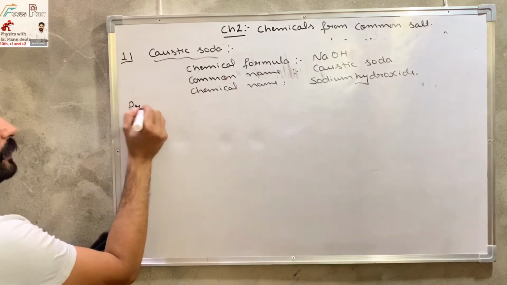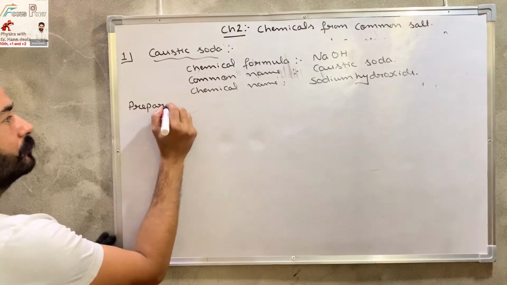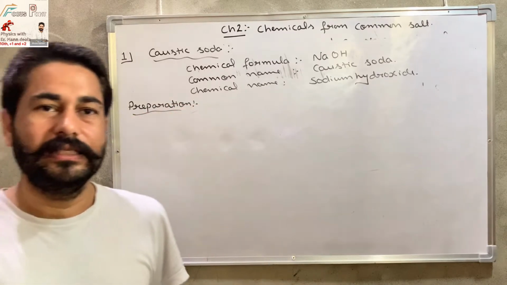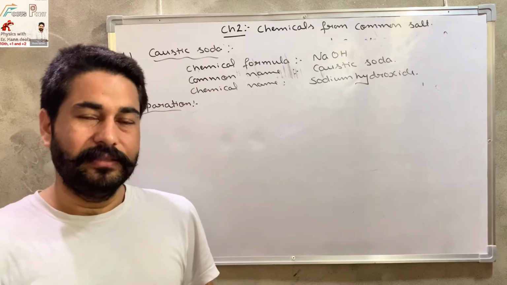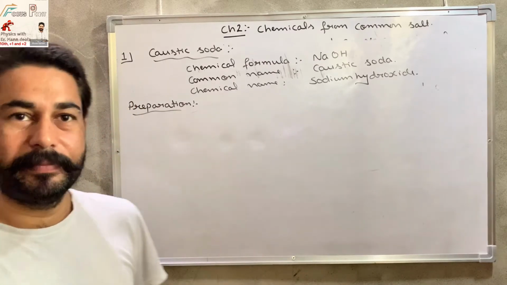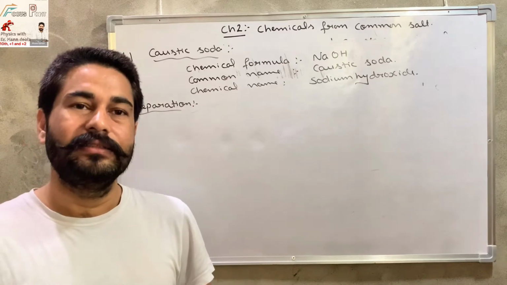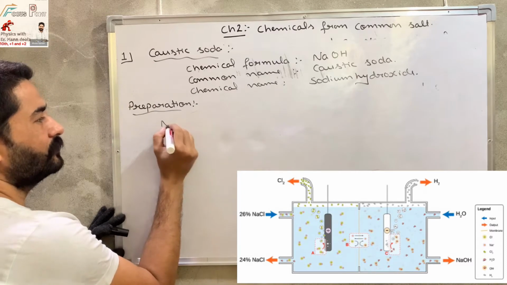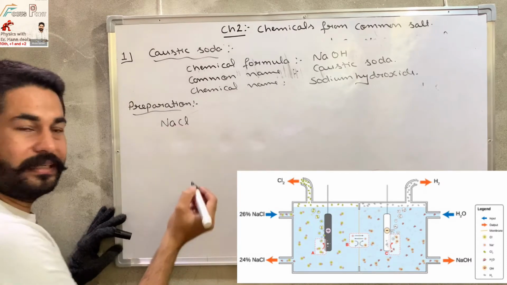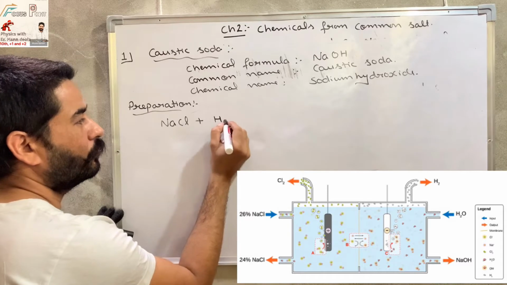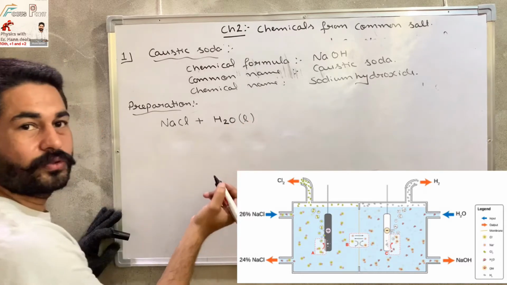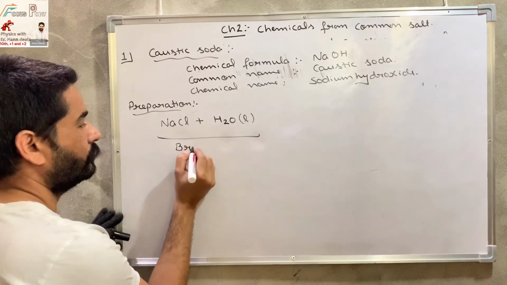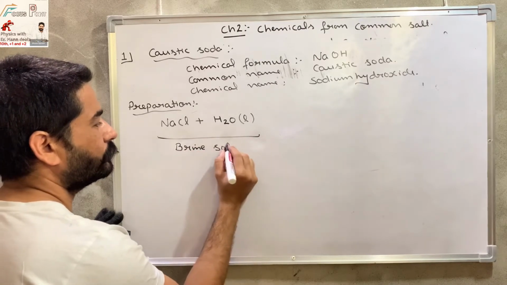First thing we'll do is the preparation of caustic soda. Now what do you have to do? The process by which caustic soda is prepared from the raw material is known as the chloralkali process. Why? Let me tell you. You take sodium chloride as a raw material and dissolve it in water. It will form an aqueous solution, and this is known as brine solution.